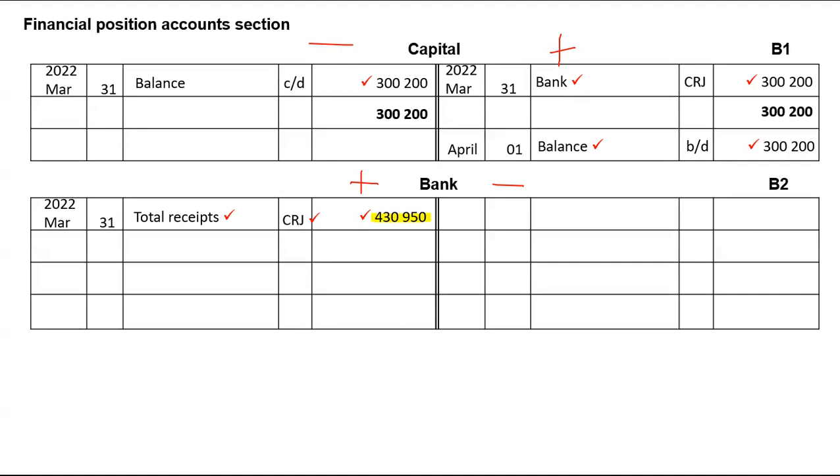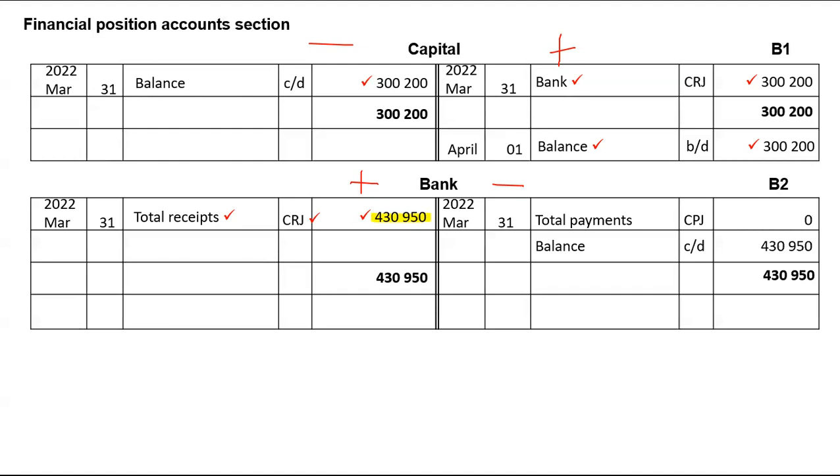On the credit side of your bank column, if the receipts are on the debit, obviously on the credit we will have the payments. But for now, because we have not prepared what we call the cash payments journal, our payments will be zero. But still, this account doesn't balance. So to balance it off, we will put the balance carried down on the credit side so that we have the same total on both sides, and the total will be 430,950. That balancing figure that we wrote on the credit side is balance carried down.